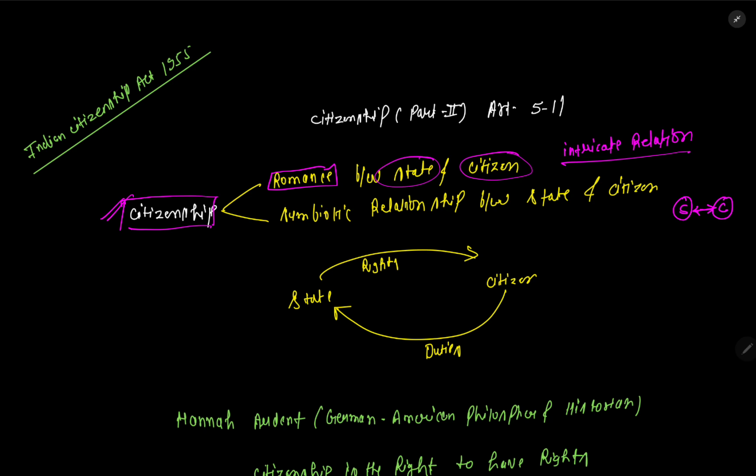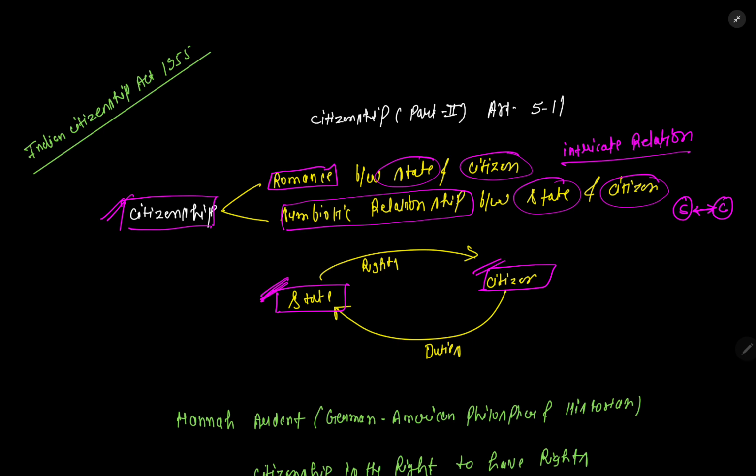Clear? The next thing we can talk about is that it is some sort of symbiotic relationship between the state and the citizens. Now, what is the meaning of symbiotic relationship? Symbiotic means that the state depends on the citizens and the citizens depend on the state, vice versa. So it is some sort of mutual relation, and this mutual relation we are calling the symbiotic relation, where one depends on the other or both depend on each other.